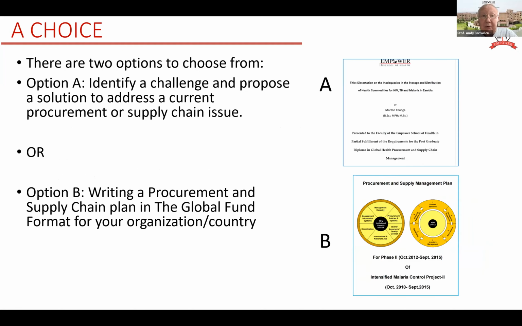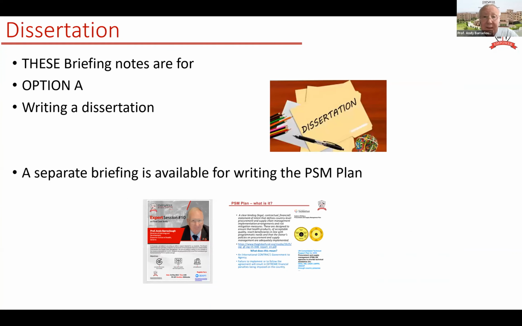For the dissertation, you have a choice. Option A is to identify a problem and propose a solution, a written kind of essay. Or you can do a global fund format procurement and supply chain plan. We've already had a webinar on the PSM plan, so today's webinar is about the dissertation, option A. These briefing notes are only for option A. If you elect for the PSM plan, go to the webinar on the PSM plan. They're quite different in how we approach them.